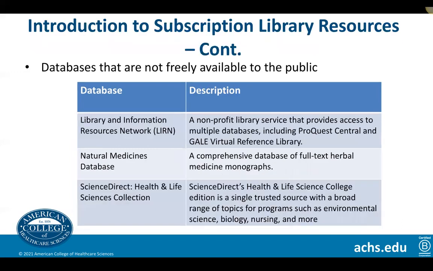The Library and Information Resources Network, also known as the LIRN database, is a nonprofit library service that provides access to multiple databases as well. These databases are the ProQuest Central database, which is what I talked about at the beginning, and our Gale Virtual Reference Library. So this is a reference library that contains ebooks. So you can go into the LIRN and look up this database for some ebooks if you're interested.